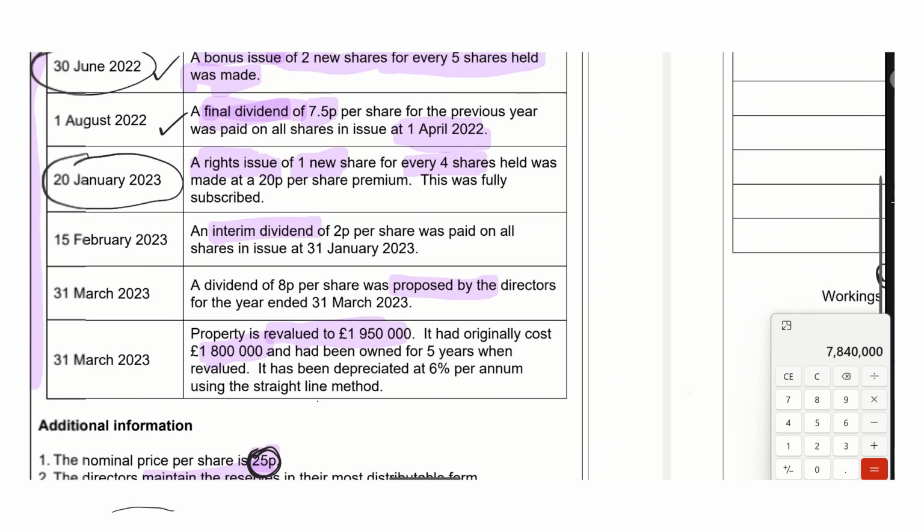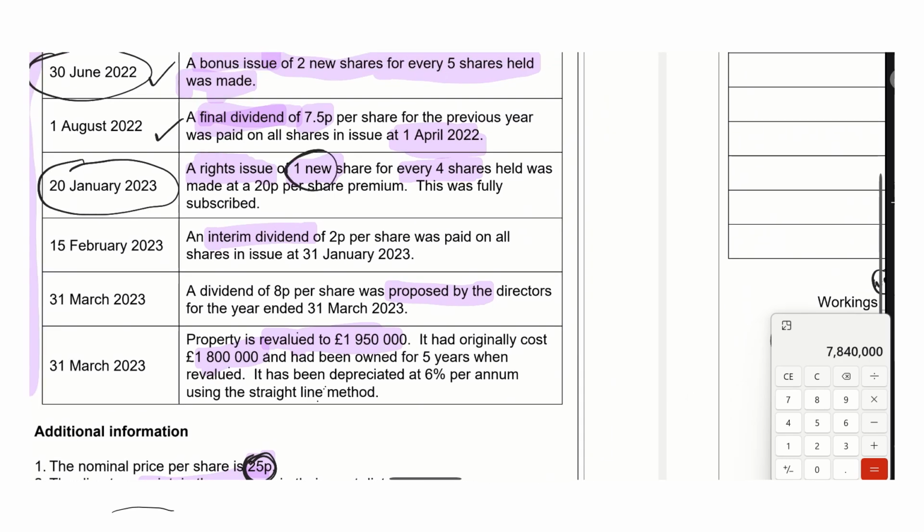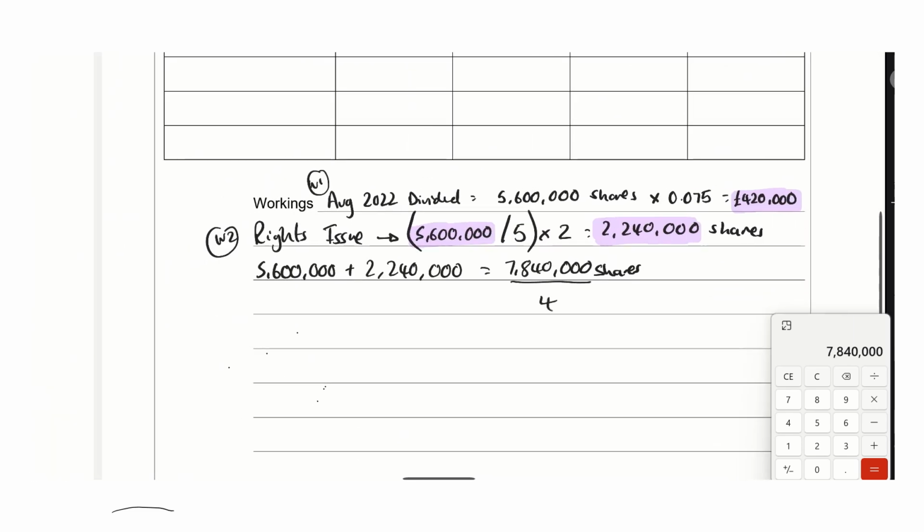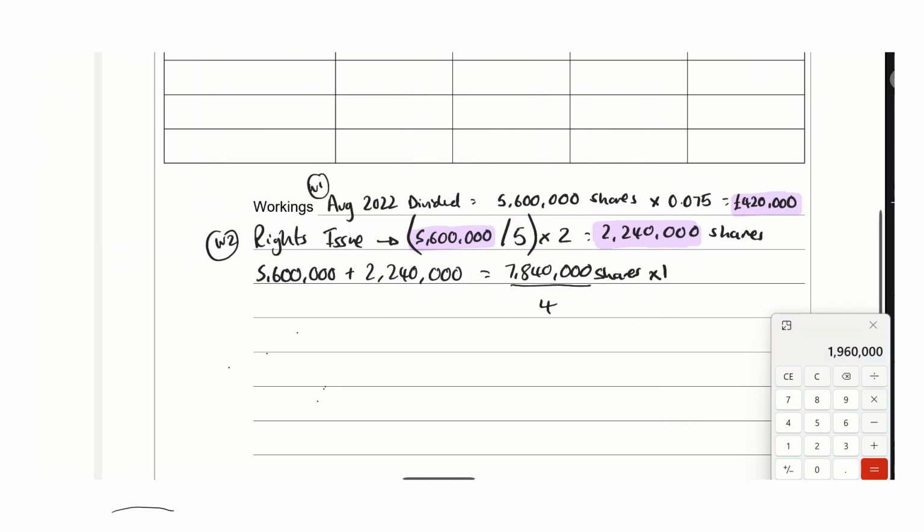What's the distribution? You're going to give 1 new share for every 4 that have been held. So same as what we did last time, we're going to divide this by 4 and times it by 1. Let's divide this by 4 and times it by 1. You're going to get 1,960,000.